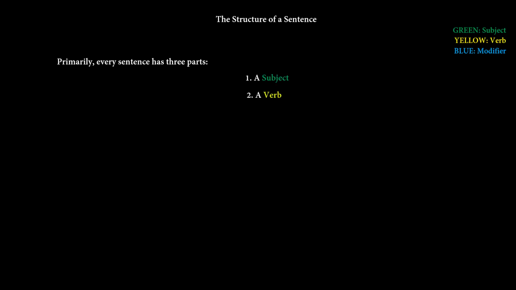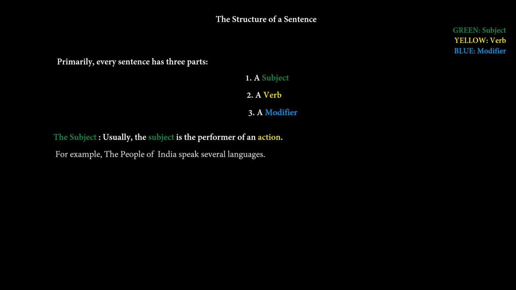Now, let me make a detailed analysis of the sentence structure or the various building blocks of a sentence. The structure of a sentence. Primarily, every sentence has three parts: a subject, a verb, and a modifier. The subject. Usually, the subject is the performer of an action.